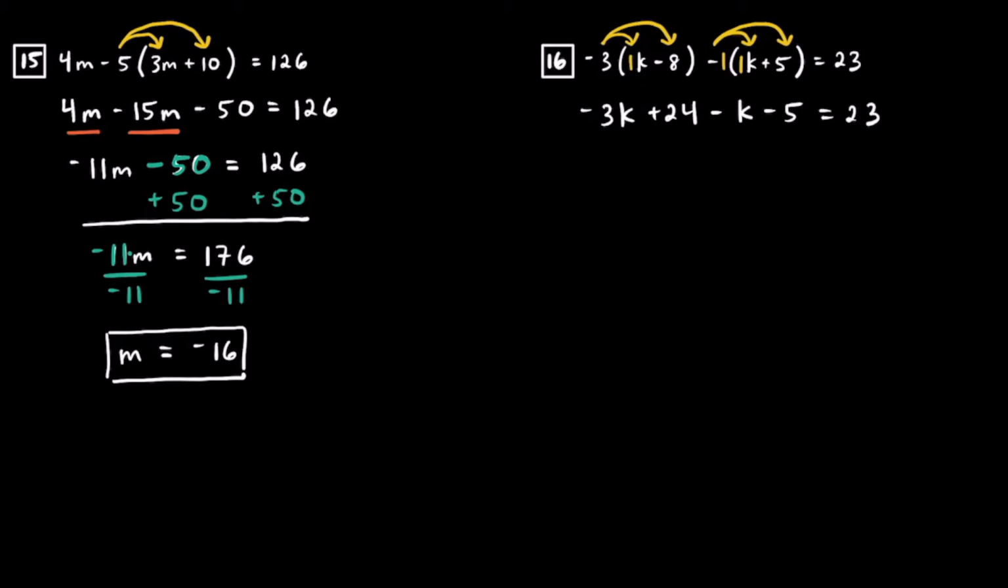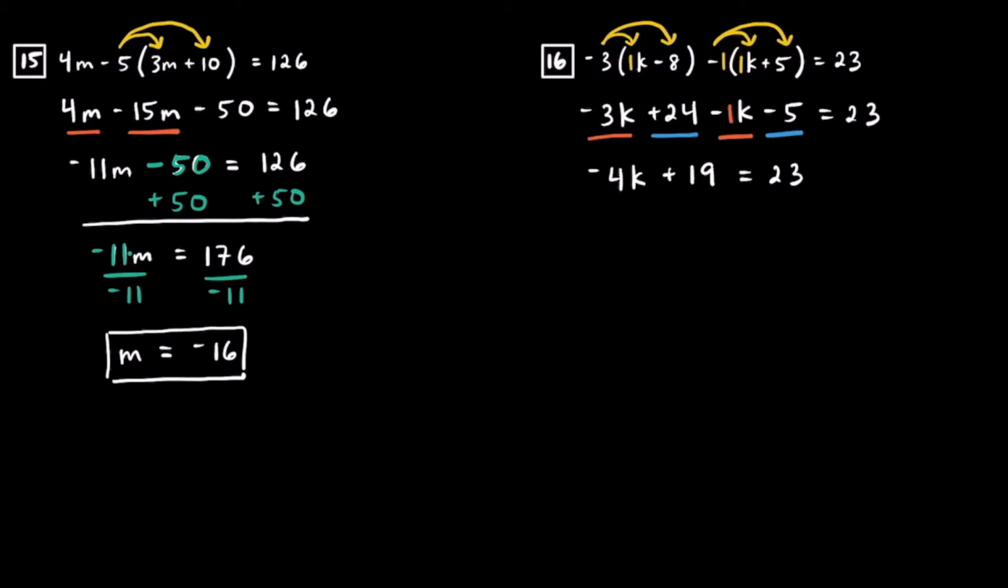Once we distribute, we can try to combine like terms. So we have this negative 3k and this negative k or negative 1k. So negative 3k minus 1k, that's going to be negative 3 plus negative 1, or keep change flip or add the opposite. That should be negative 4k. And let's see, we can also combine some like terms here of positive 24, that constant, minus 5, another constant, that's going to be positive 19. And that's going to equal positive 23 along the right side.